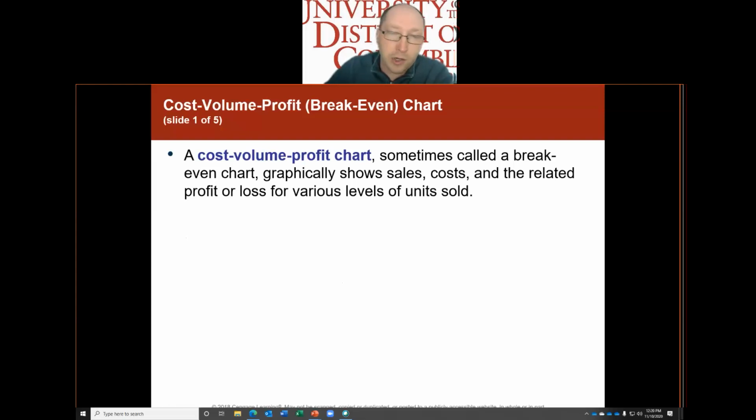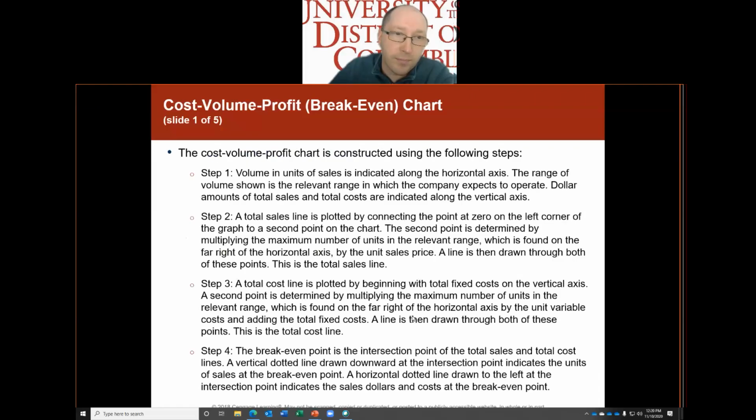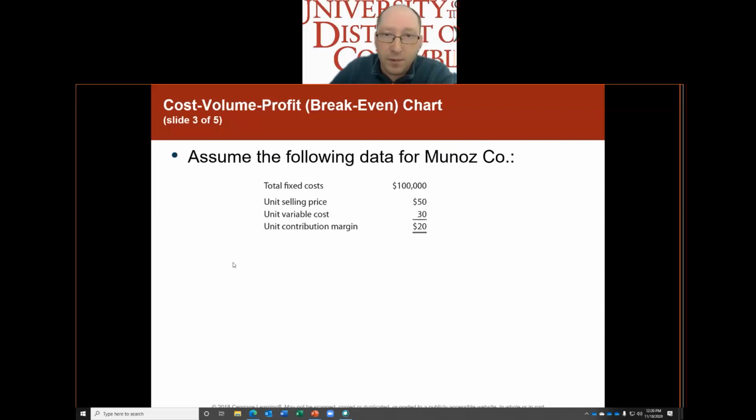Here's a chart. I'm going to show you what it looks like graphically. A cost, volume, profit chart shows you sales, costs, and how they're related. In order to construct a chart, there's a couple of steps you need to take. I'm not too worried about this, that's why we're going to breeze through this. It's just like plotting and stuff like that. Fun stuff. Here's your data. Fixed cost 100,000, unit selling price $50, variable cost 30, gives you unit contribution of 20. Remember, sales price minus variable cost equals contribution margin.